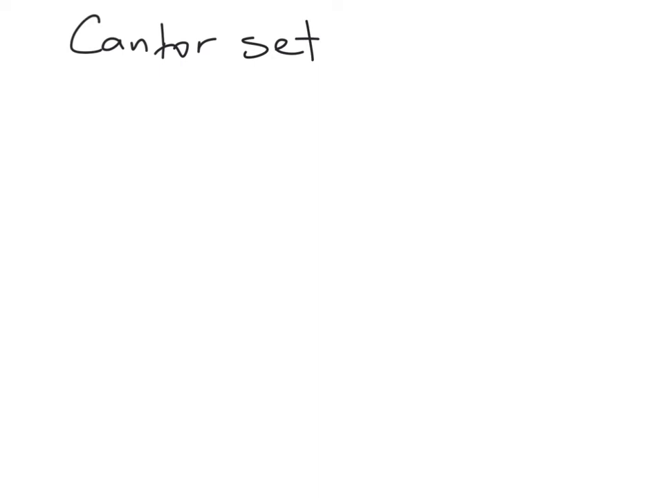A famous fractal that's going to turn out to be relevant to our thinking about chaotic systems, but for now is just our first example of a fractal, is the Cantor set. And so let me define the Cantor set for you. We start with the interval 0, 1, and the Cantor set is going to be a subset of the points that live in this interval.